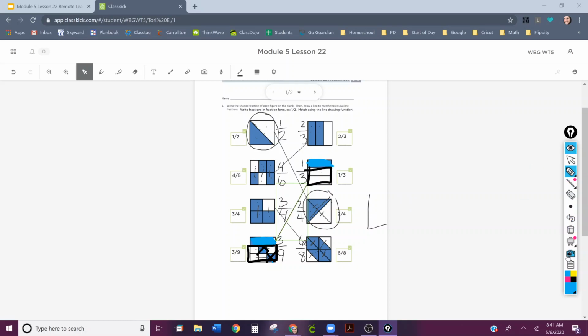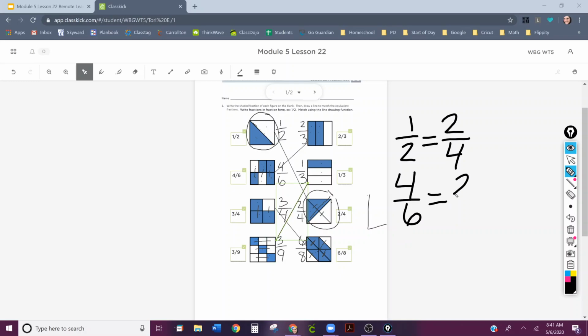So that is all for that worksheet, but what I'm going to do is I'm going to write that out for you. Let's look at what fractions we matched. First, we matched 1/2. And that came all the way down here to 2/4. So 1/2 is equal to 2/4. Next, we matched 4/6 with 2/3. 4/6 is equal to 2/3.